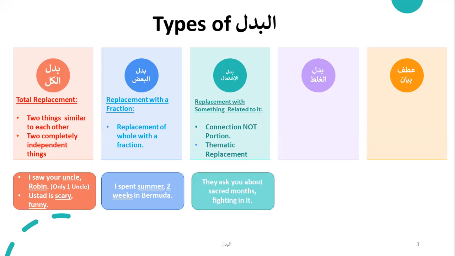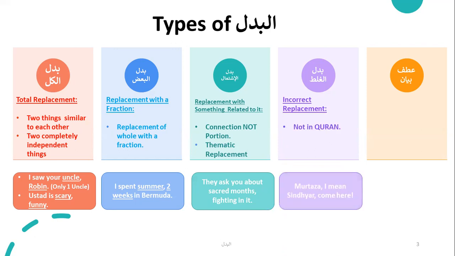The example would be, they ask you about the sacred month, fighting in it. So they ask you about sacred months, but what about sacred months? Are they asking about the blessedness of it? Are they asking about the rules in it? No, they are asking about the fighting in sacred months. Is it allowed or is it not allowed? So that is one aspect, one thing connected to sacred months. It's not a portion really. It's something related to, connected to sacred months. Then we have badal al-ghalat, which is not in the Quran.